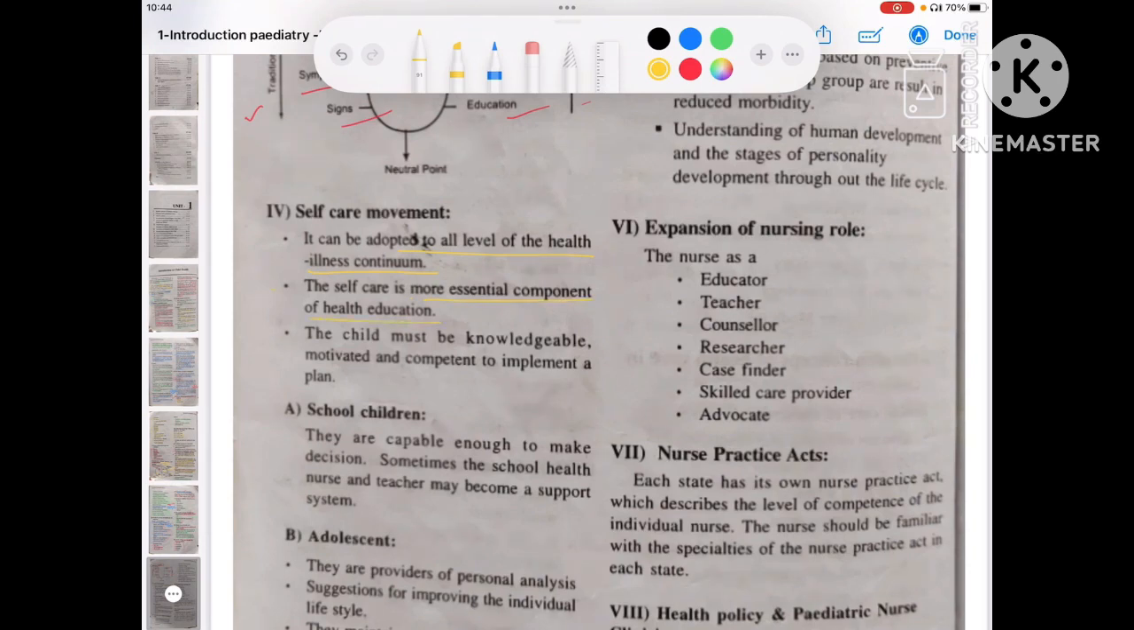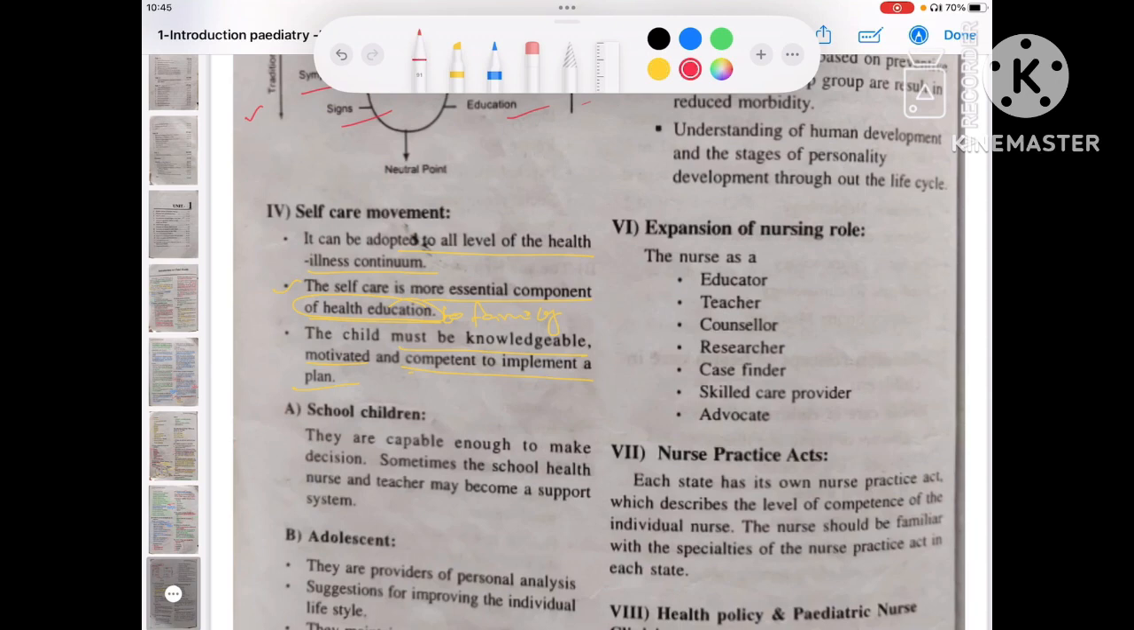So self-care means we will give the health education to the family. Will we give the health education to the children? No, they don't know, so we will give it to their family. And the child must be knowledgeable, motivated, and competent to implement the plan. If the child is older, or if they can understand what we are saying, then we can say it to them; otherwise we give the health education to their family, or we give the self-care management to the children.